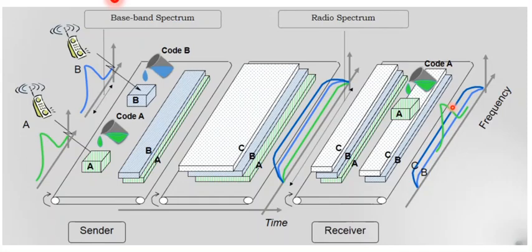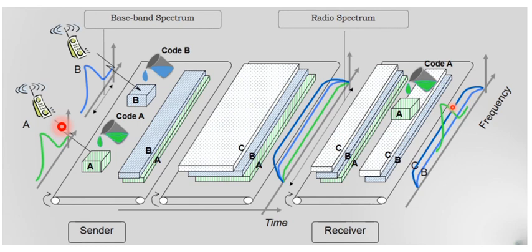Hello everyone. Today we are going to see about CDMA, that is code division multiple access. So let's suppose that there are two different users, user A and user B, and each of the users needs to transmit their own message. So here user A's message is represented in green, whereas user B's message is represented in blue. Now both these messages are narrowband signals.